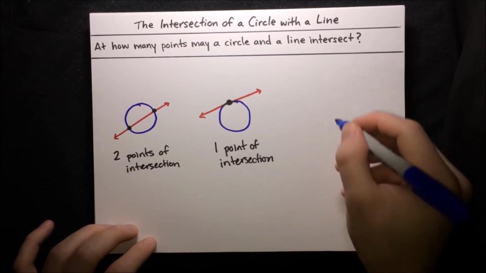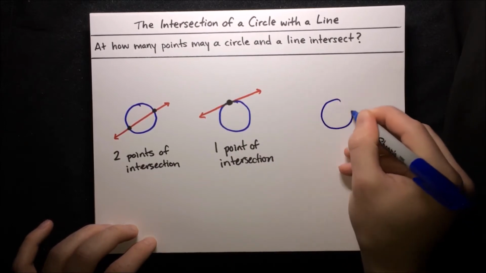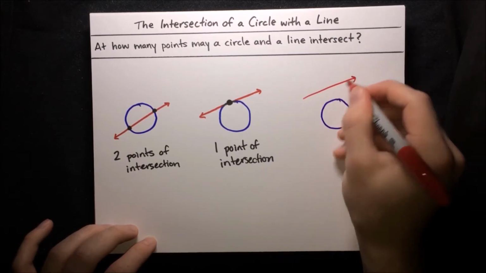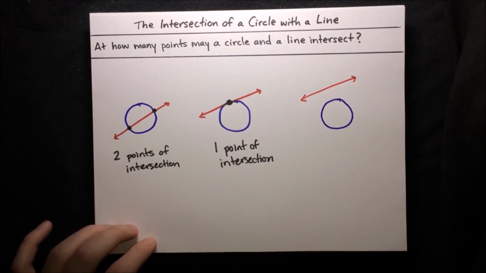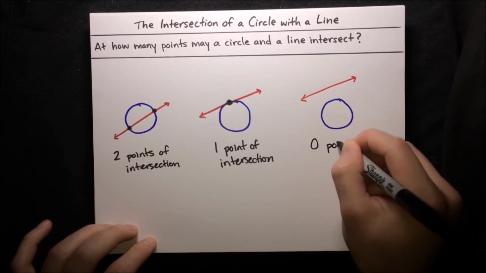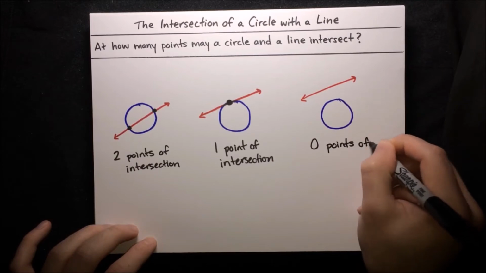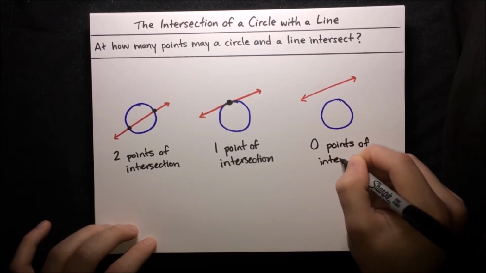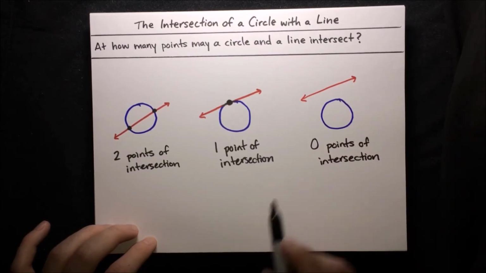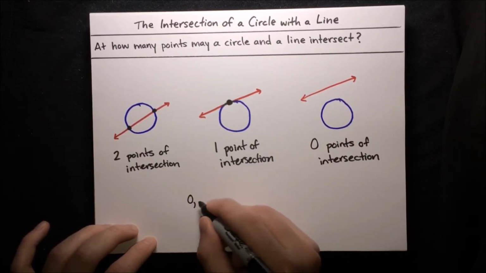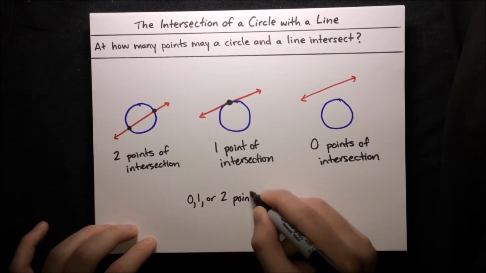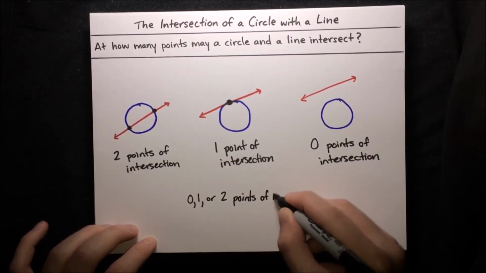Alright, so any other scenarios? Well, what if we keep on moving the line upwards? And then we get something like this. In this case, the line and the circle don't intersect at all. So we have 0 points of intersection. So there we have it. There are all the possibilities. 0, 1, or 2 points of intersection.